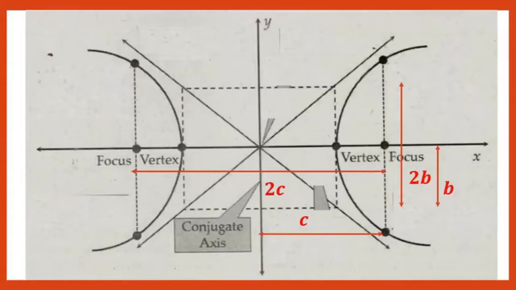Parang kagaya rin ng sa ellipse natin. Tinatawag lang natin sa ellipse yung conjugate axis na minor axis. At yung kalahati niya, semi-minor axis. Yung transverse axis dito sa hyperbola, tinatawag natin major axis sa ellipse. At yung kalahati ng length nun is the semi-major axis.